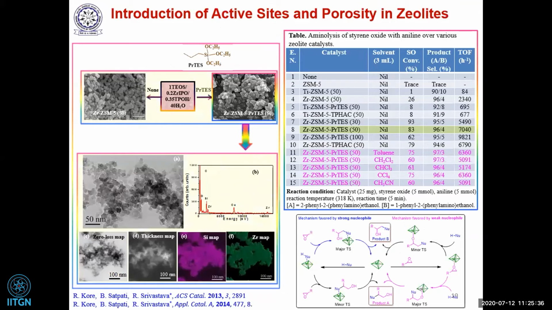Now, so far I have discussed how to introduce the porosity. Now I will discuss how you can tune the active site. You know that zeolite can be synthesized mostly in aluminum form. Incorporating titanium and zirconium is a little difficult because of the size mismatch and the hydrolysis rate of their precursors.